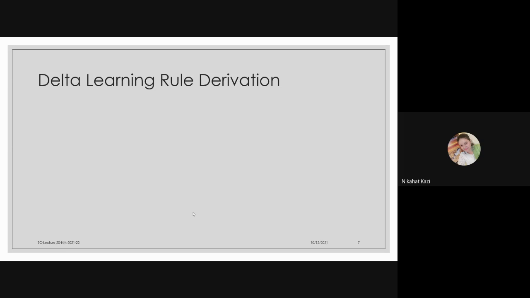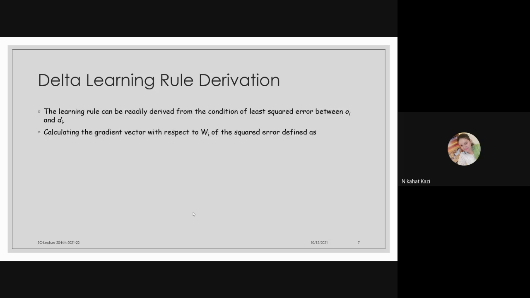So let us now derive this equation. How do we get this equation for r? This particular rule can be derived from the condition of least squared error between O and D. What we need to do is write the equation for squared error, that is half of D minus O the whole square. What is this half? Half is just used for normalizing it towards the end. So we will see this.